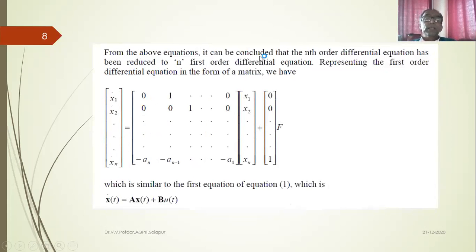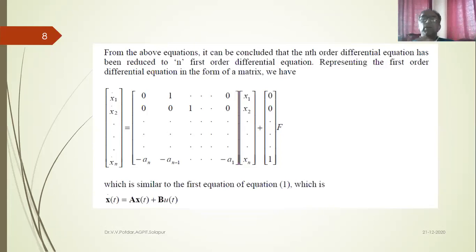From the above equations, it can be concluded that the nth order differential equation has been reduced to n first order differential equations. Please be attentive: the nth order differential equation. The third order differential equation will be converted into 3 first order differential equations, or a fourth order differential equation is converted into 4 first order differential equations.